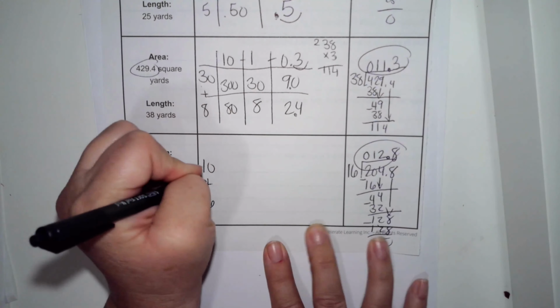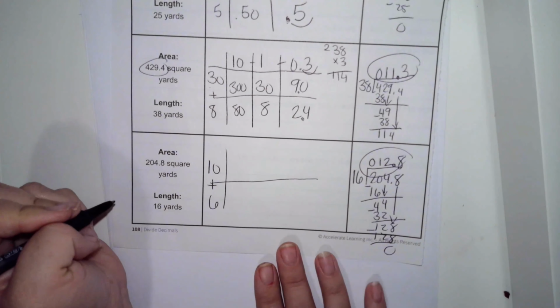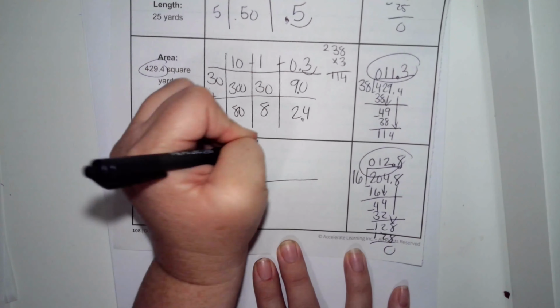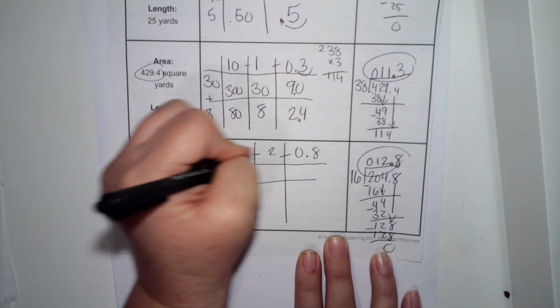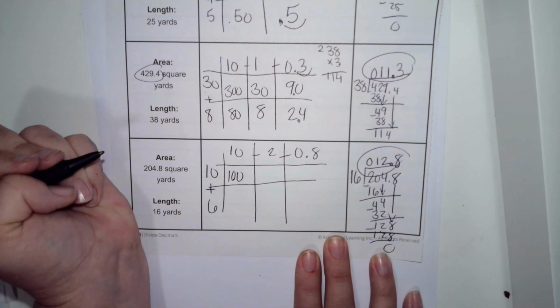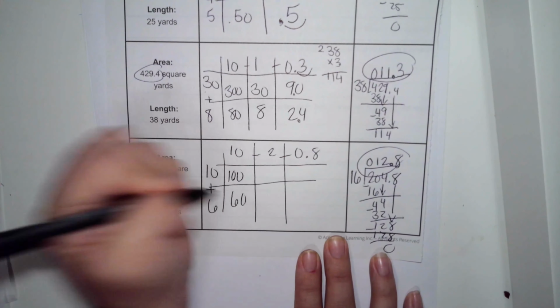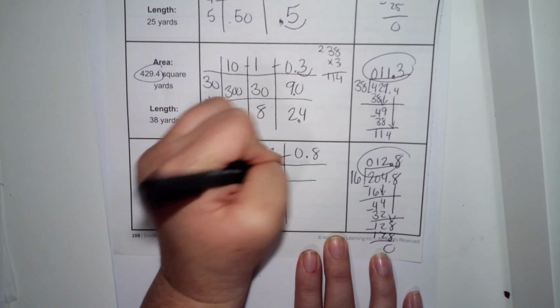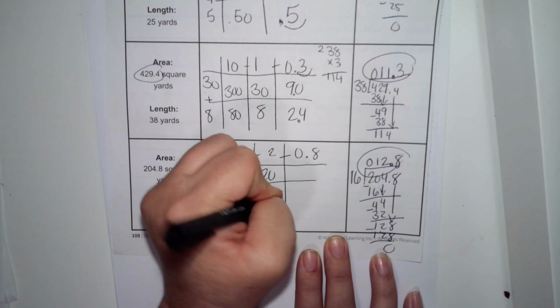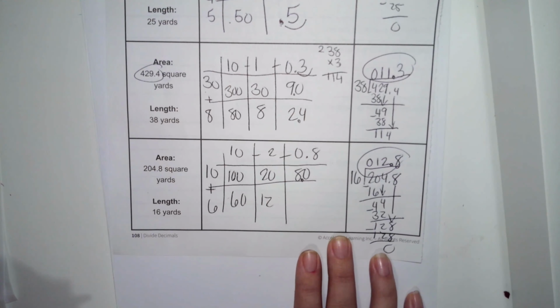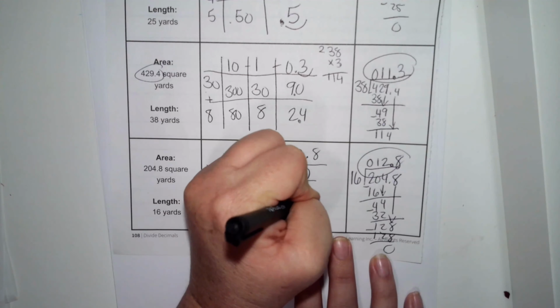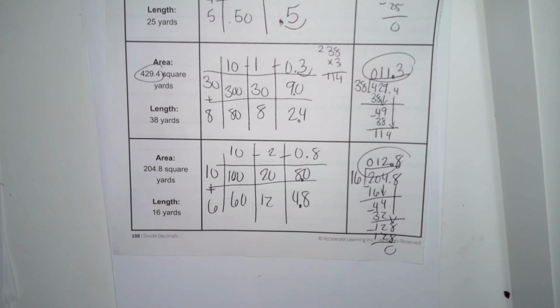10 plus 6 for my 16. 10 plus 2 plus 0.8. 10 times 10 is 100. 6 times 10 is 60. 10 times 2 is 20. And 6 times 2 is 12. 10 times 8 is 80. I'm swooping in and making it an 8 with that decimal point. 6 times 8 is 48. But again, I'm making my decimal point. It's really 4.8.